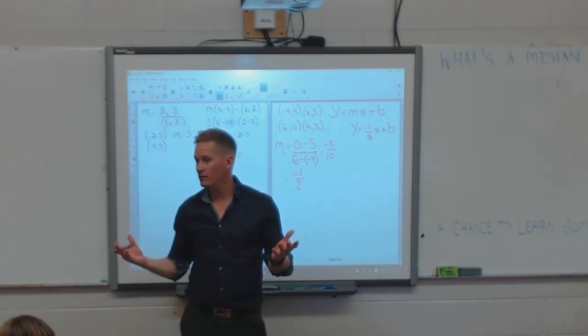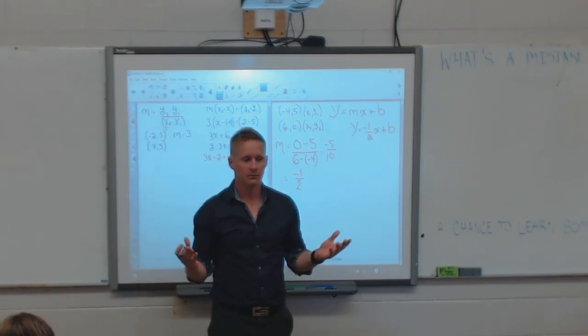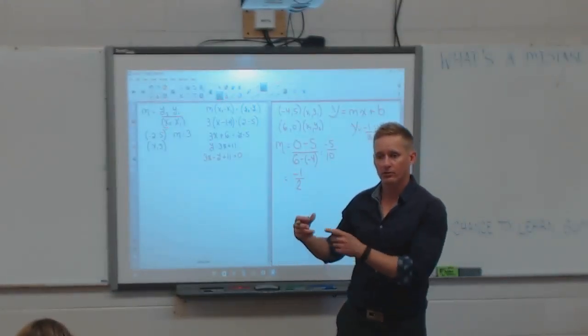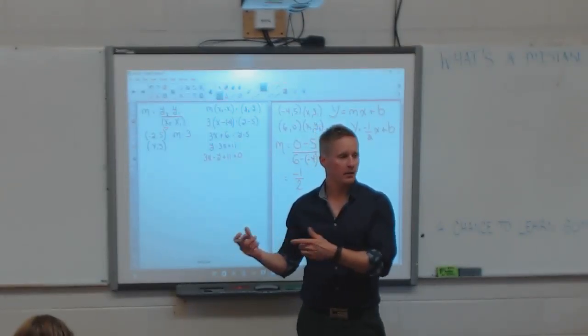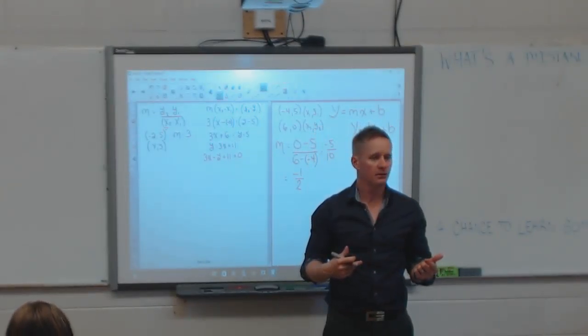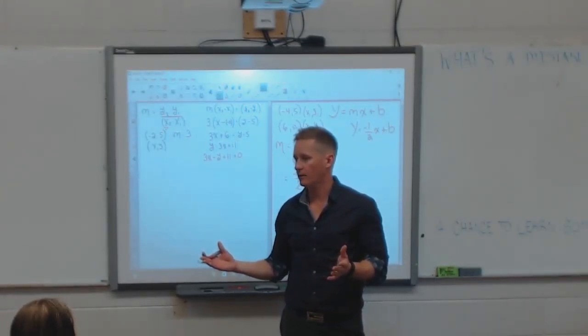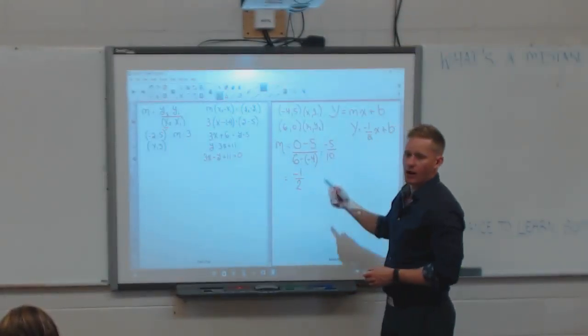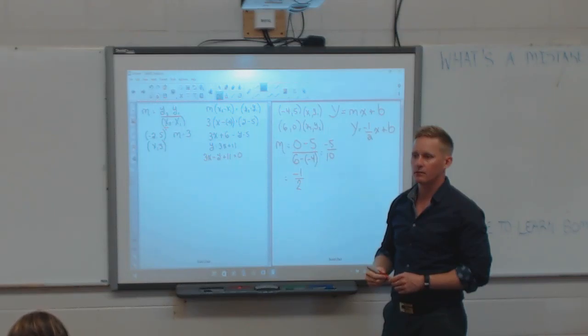Do I know any coordinates on this graph? Negative 4 and 5 and 6 and 0. I do. So if I put those in for x and y, can I not solve for b then? Because I know they're on the graph, right? So let's put 6 and 0 in for x and y, and then let's solve for b.